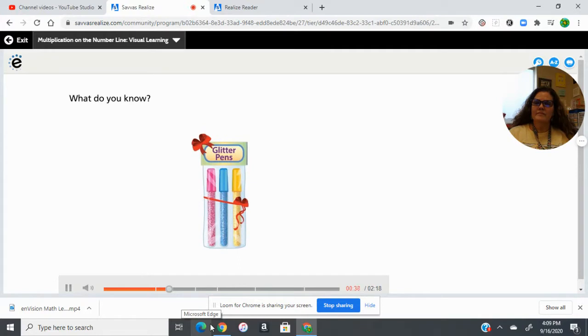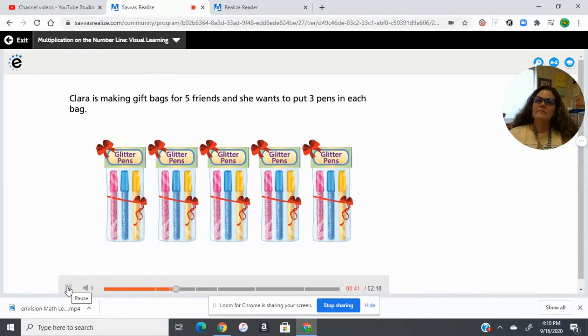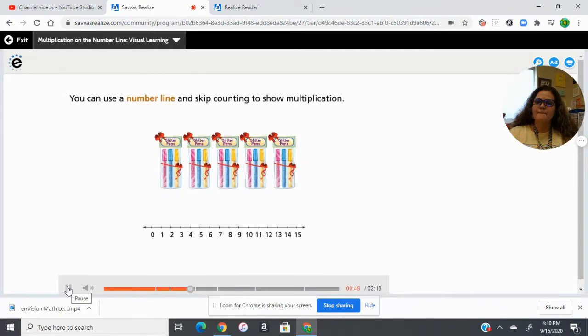What do you know? Okay, so what do we already know? Well, we know she has 5 friends. We know that she wants to put 3 glitter pens in each bag. So we're going to have 5 bags that we're going to be putting them in. So we're going to be finding how many pens we're going to be needing to get. Clara is making gift bags for 5 friends, and she wants to put 3 pens in each bag. You can use a number line and skip counting to show multiplication.